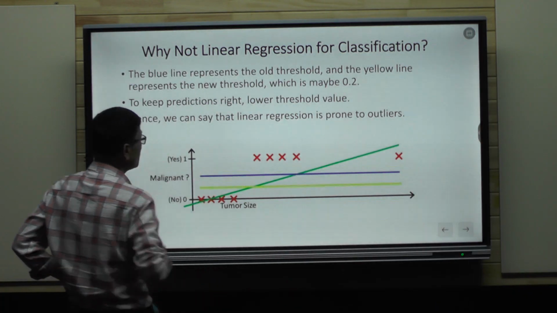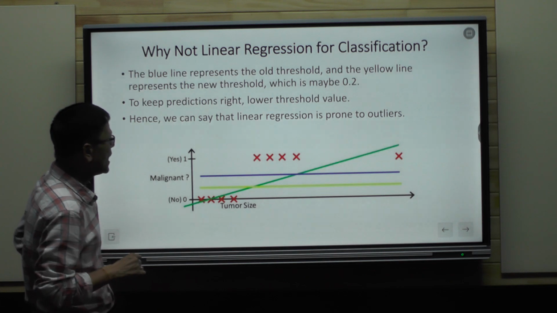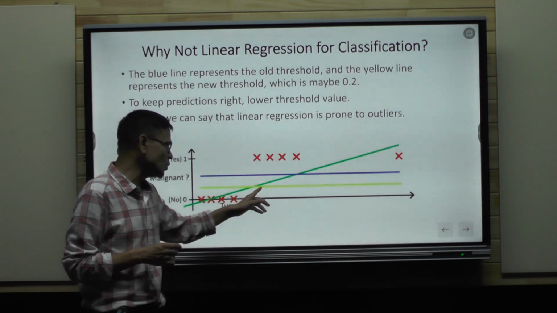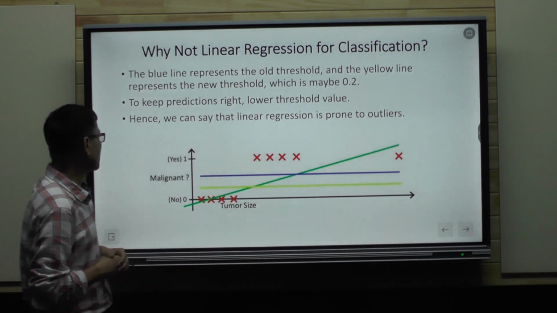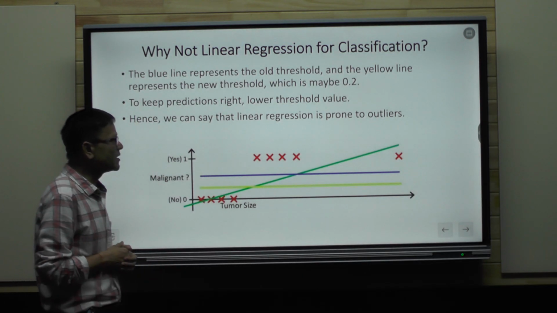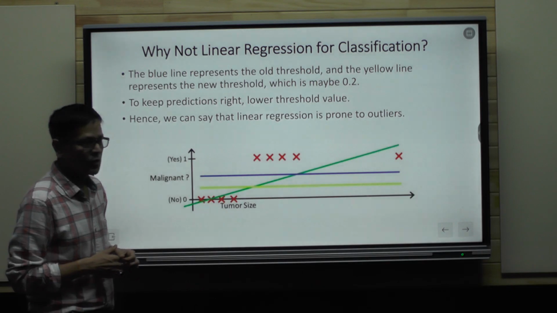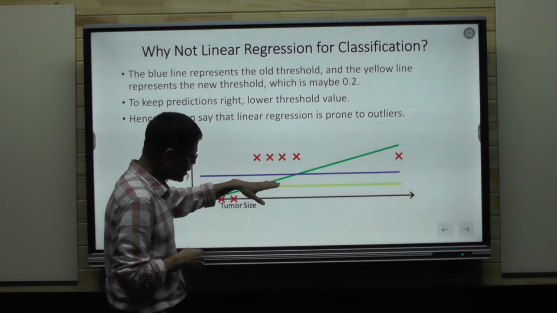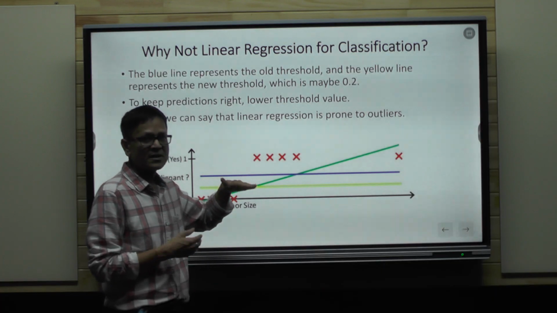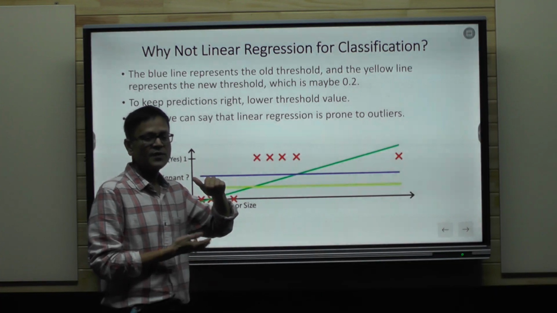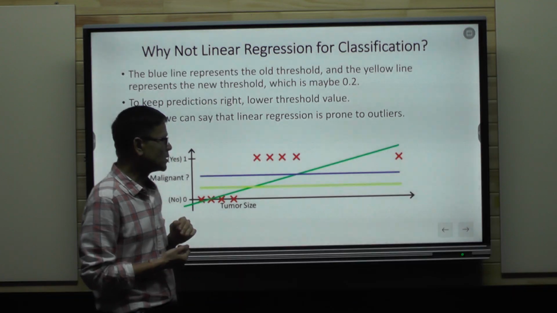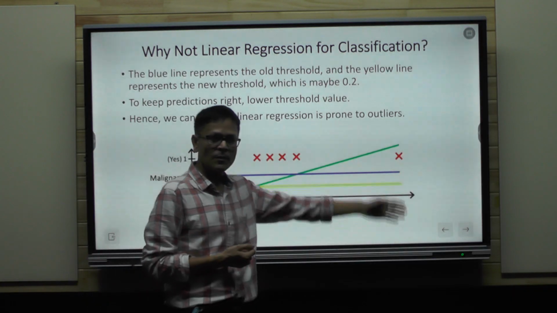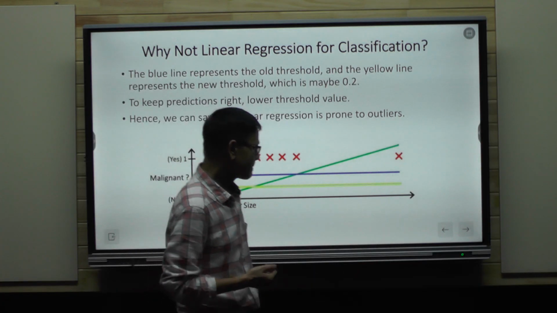Okay. So the blue line represents the old threshold, and the yellow line represents the new threshold, that is 0.02, this is 0.05. To keep the prediction right, lower the threshold value. So as outliers increase, to keep the prediction right, we have to actually decrease the threshold. But there is a certain limit to which we can decrease the threshold. Okay. So hence we can say that linear regression is prone to outliers.